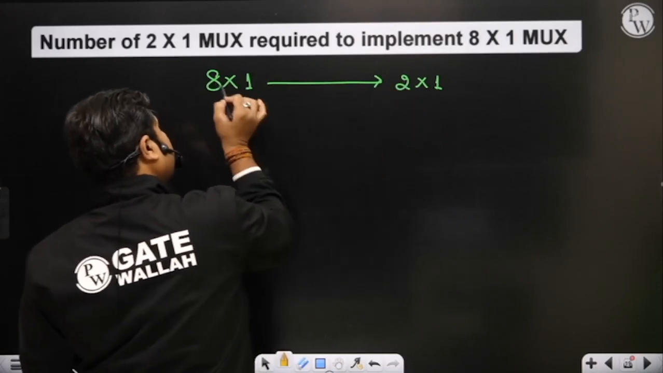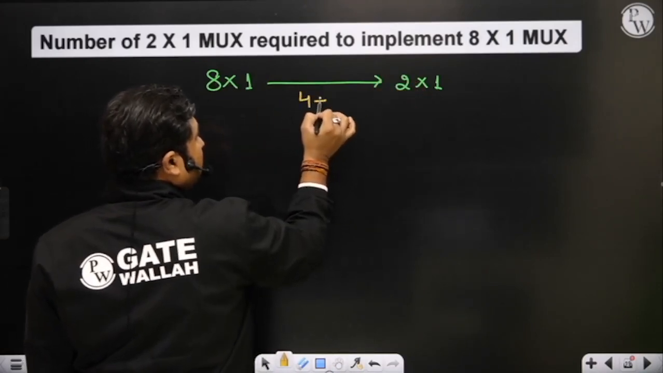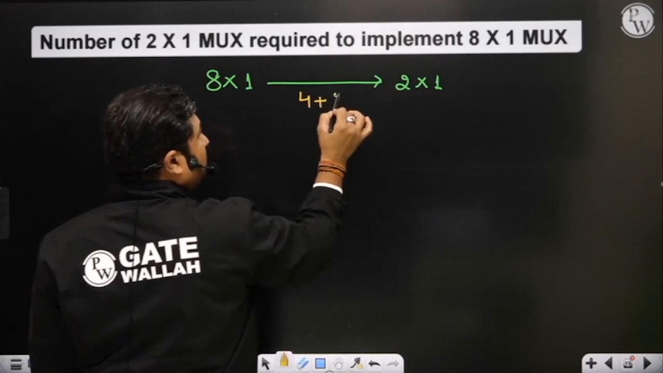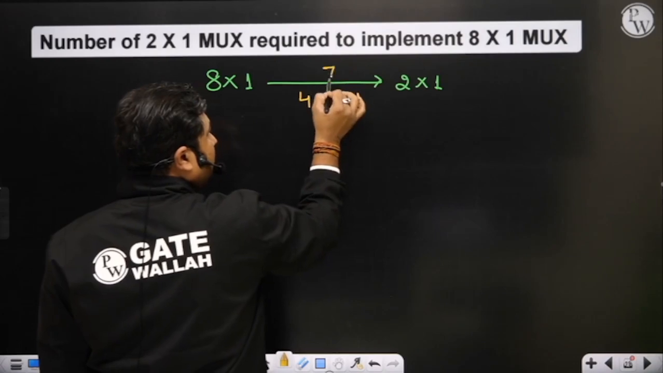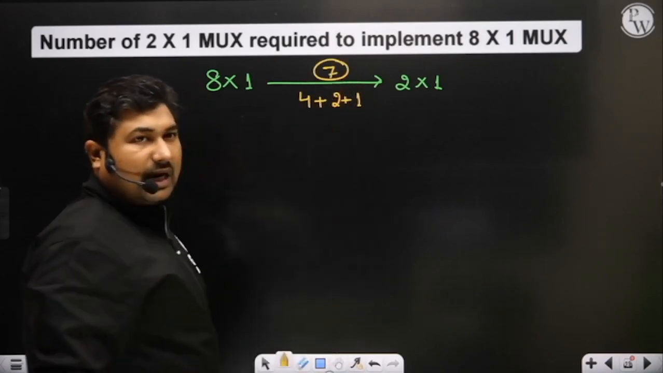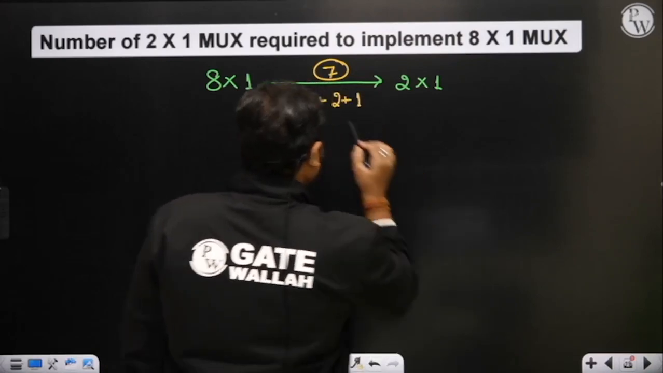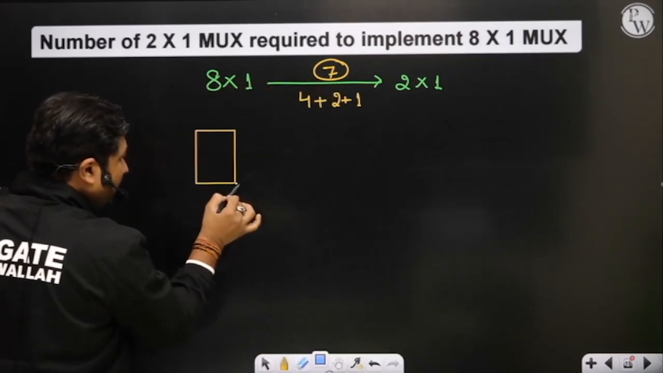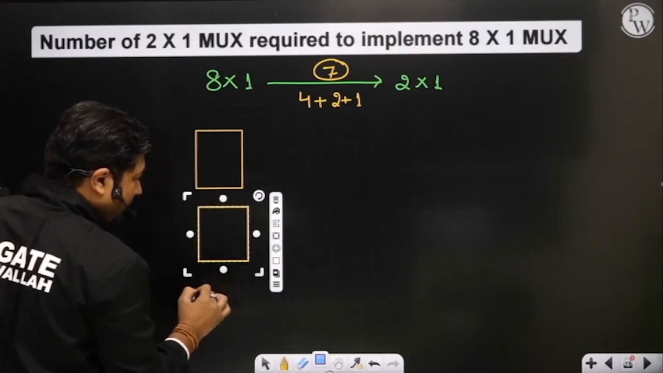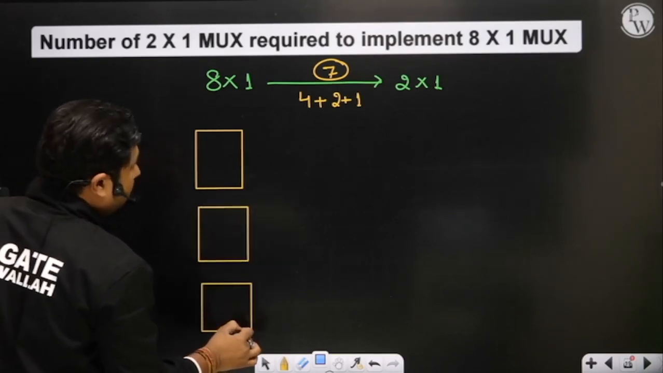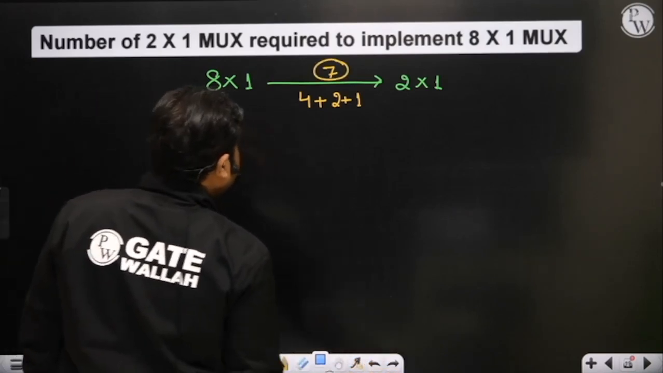Start dividing. This 8 is going to be divided by 2, giving 4 times. Then 4 is divided by 2, giving 2 times. Then 2 is divided by 2, giving 1 time. So the total needed will be 7. And we also know how to connect. Sir, first you need to connect 4: 1, 2, 3, 4.